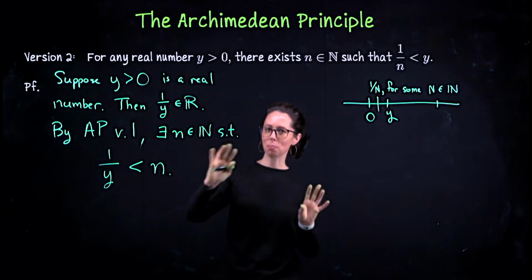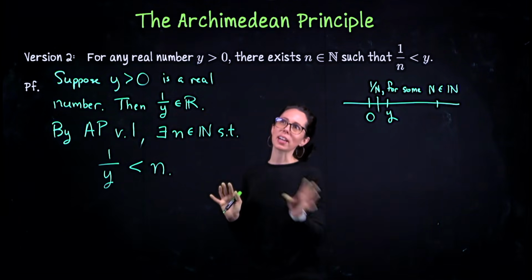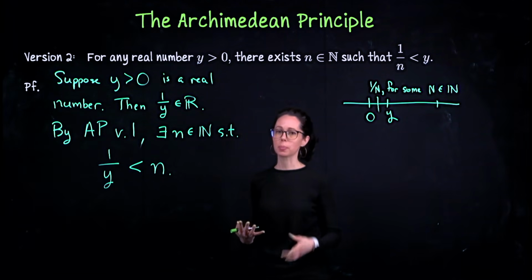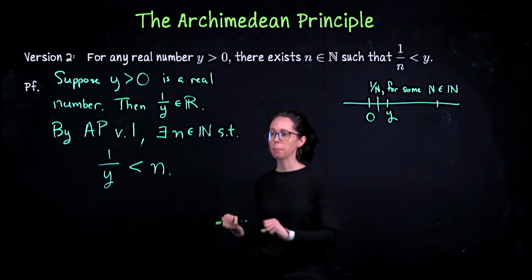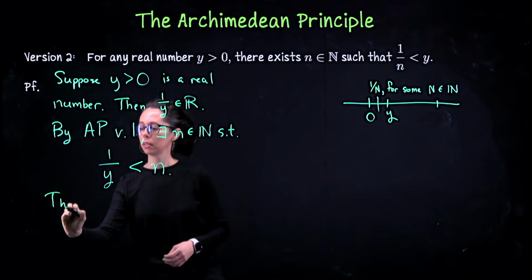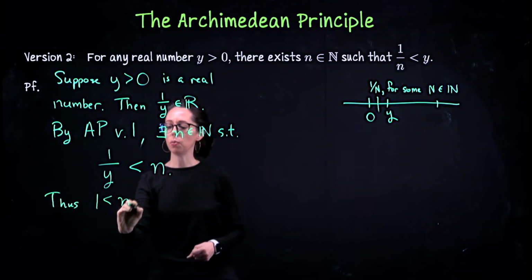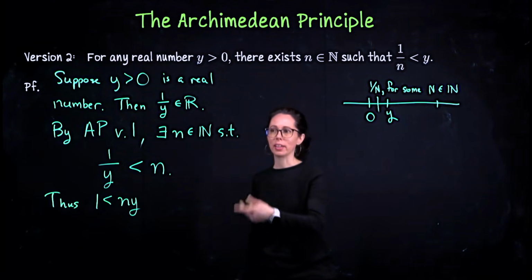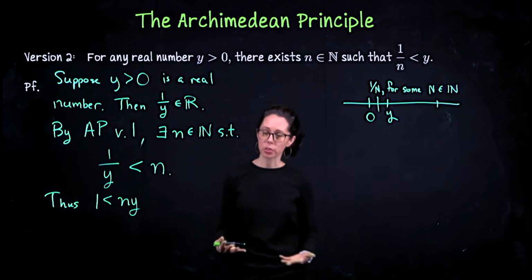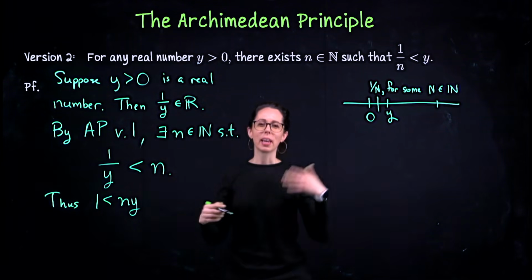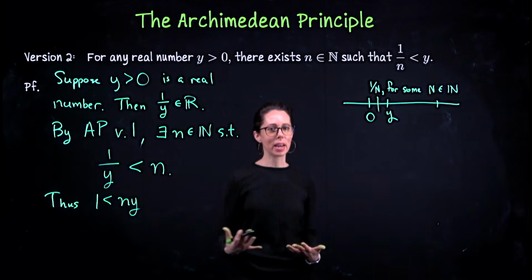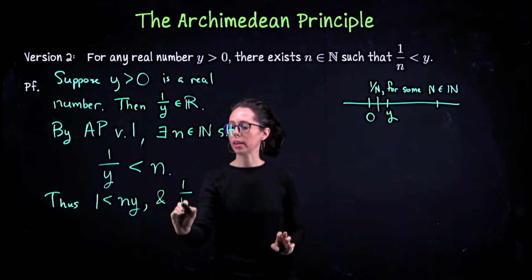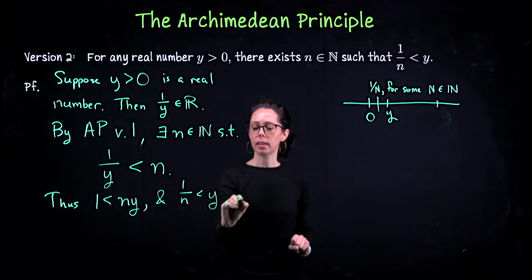I'm not going to write down "by the order axioms." I guess field axioms and order axioms, I don't cite them because those properties of how real numbers behave are so familiar to us, but definitely do cite the supremum property when you use it. Okay, thus, 1 is less than ny. And likewise, I'm now going to multiply both sides of this inequality by 1 over n, which exists from the field axioms, and which will preserve the inequality by the order axioms. Again, those are familiar arithmetic observations, so let's just use them. And 1 over n is less than y, as desired.